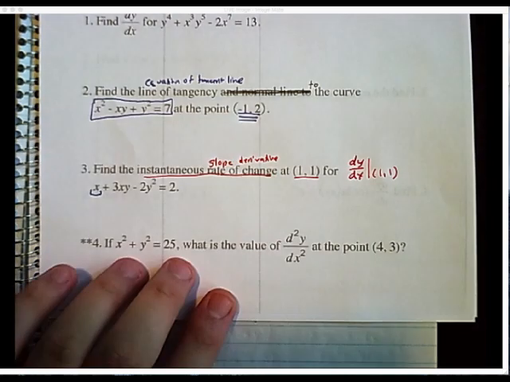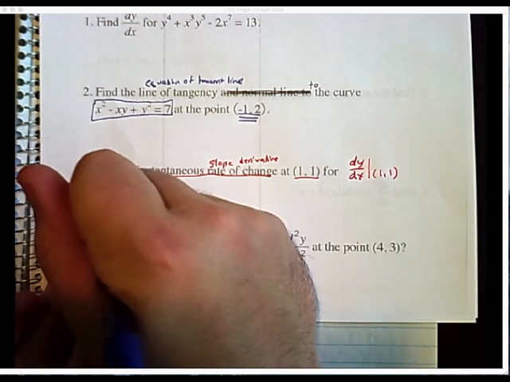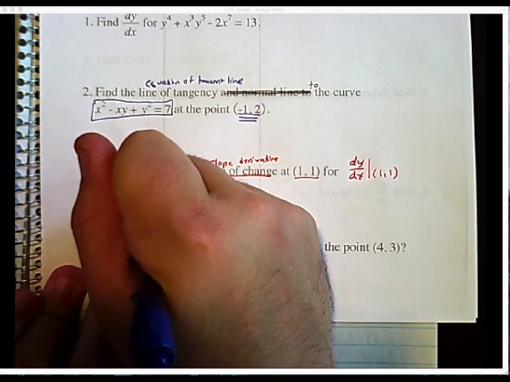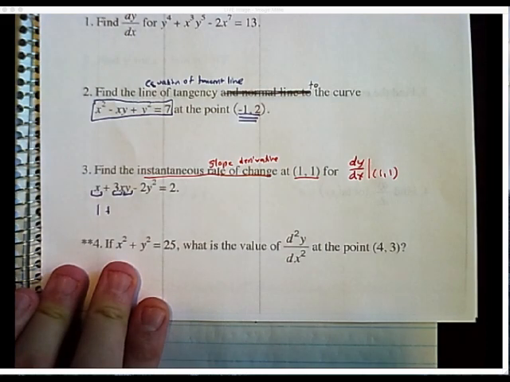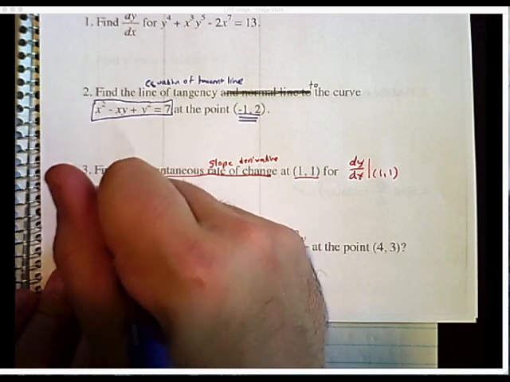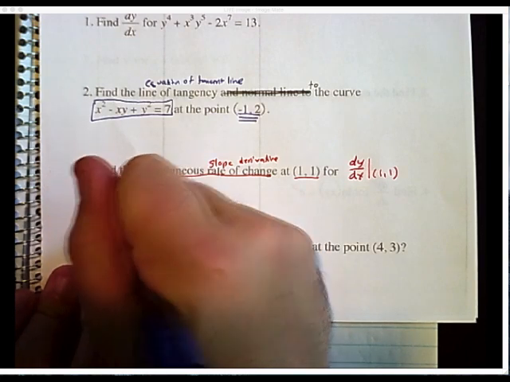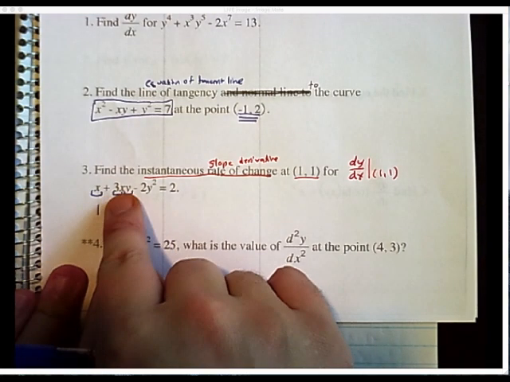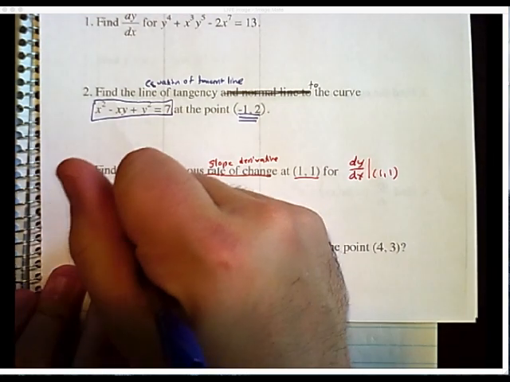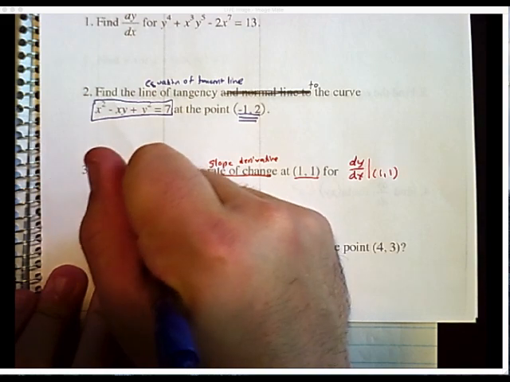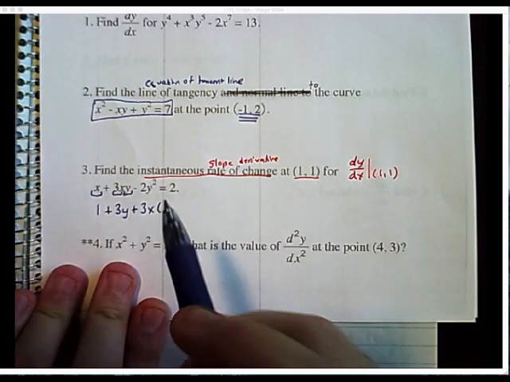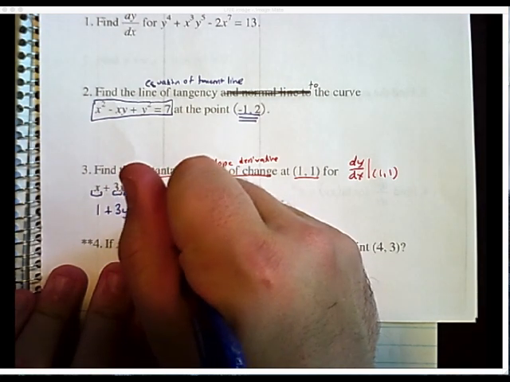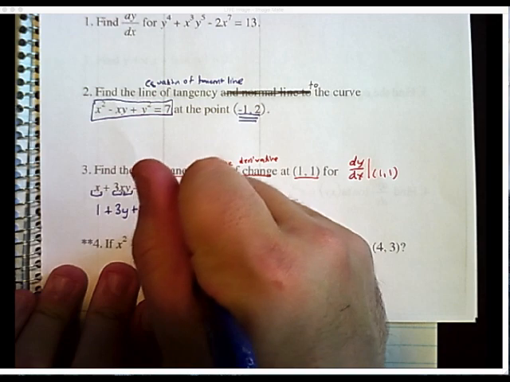Derivative of x would simply be 1 plus, looks like the next term has a product, so I got to use product rule. So the derivative of the first would just be 3 times the second, which is y. I don't need a dy dx because I took derivatives of the first term there. All right, plus the first term, 3x, times the derivative of y. Derivative of 1y is just 1, but I need to put a dy dx on it.